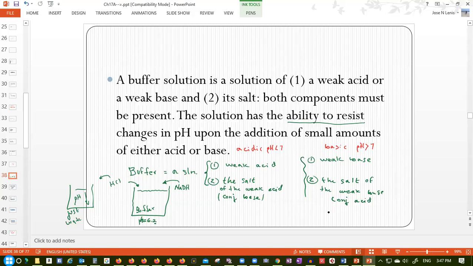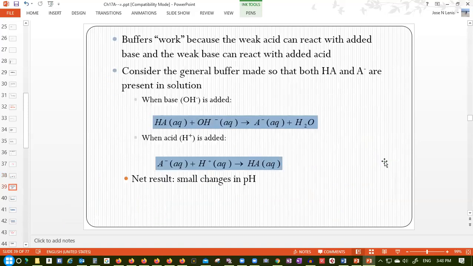So let's say you want to prepare a buffer with pH 8.4. The key is to choose the right weak base that has a pKb close to the pH you want. So you see how important it is, because from now on we are going to use the pKa's and pKb's. That's why we learned before the meaning of that. So this is how it works.